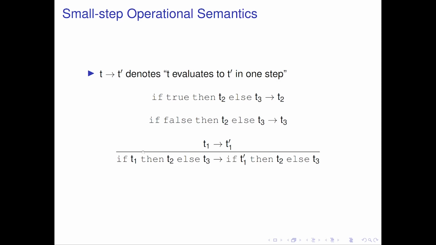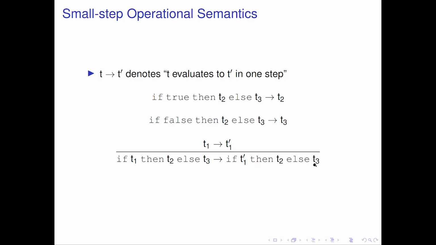And this is like inference rules you might have done in logic also. So this is the premise and this is the conclusion. So assuming T1 evaluates to T1 prime in one step. So recall that this arrow means one step. So assuming T1 evaluates to T1 prime in one step, if T1 then T2 else T3 evaluates to if T1 prime then T2 else T3 in one step.